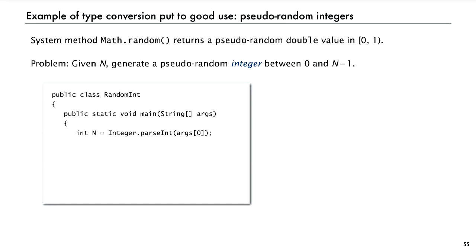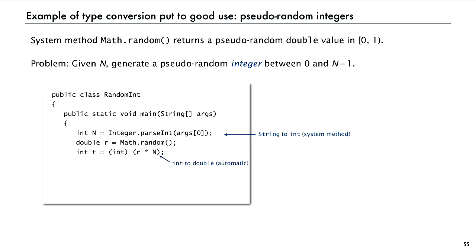So what we're going to do is take the value n from the command line. Again, string to int system method. Then we're going to get our random double value, a number between 0 and 1, but less than 1. And then what we do is multiply r times n. That's going to give a result that's between 0 and n, but less than n. And then we're going to say, okay, now you can truncate that. And that'll give you, first the n gets converted to double to do the r times n. And then there's the cast to truncate once that's done, and the result is an integer value between 0 and n minus 1 that we just print out.